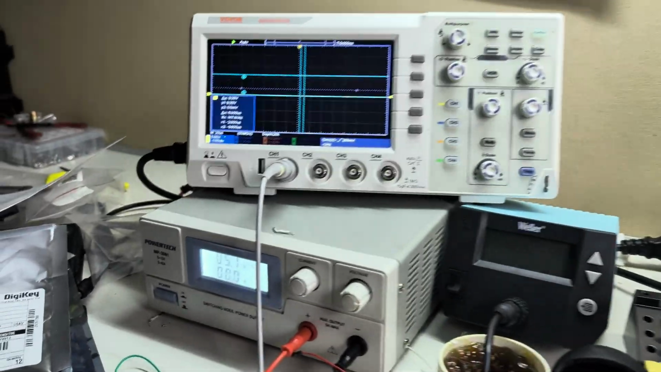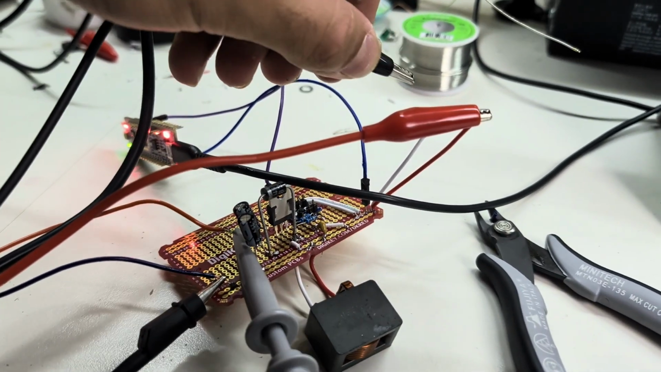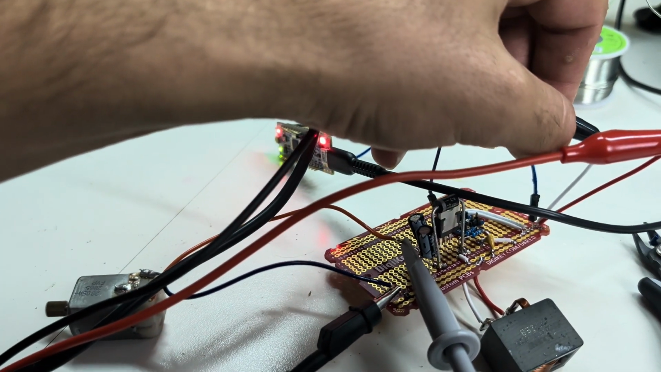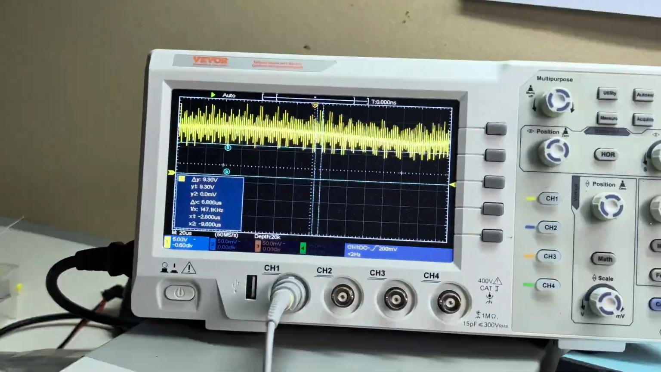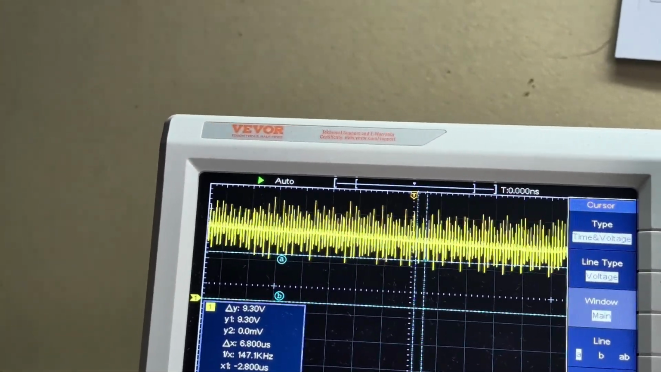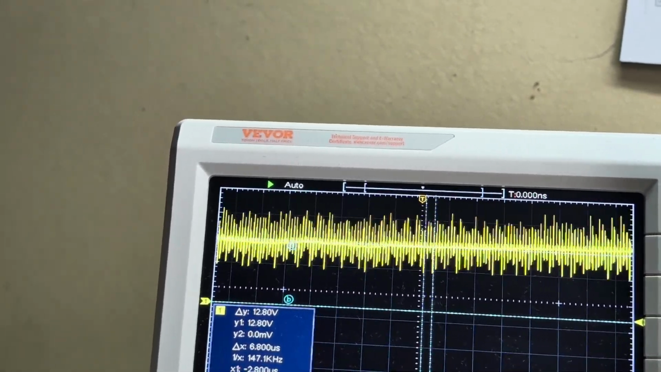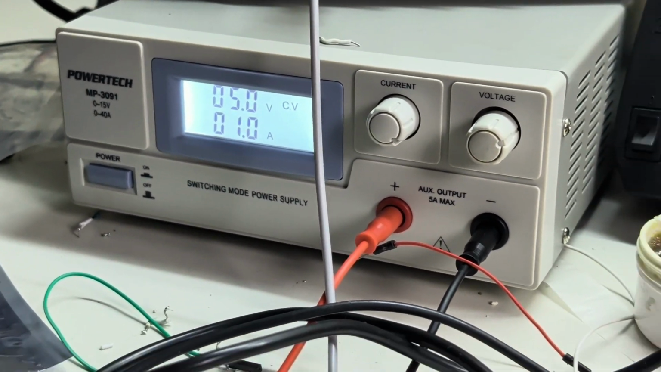All right, she's hooked up. She's got 0 volts. We're gonna hook up the black now, see what we get. Oh, wow. All right, wow, it's really, really noisy. If we go to the cursor, it's like 13, we're getting like 13 volts. That's crazy, from like 5. All right, she's off.